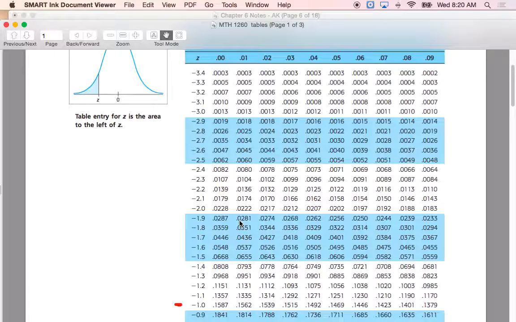So if I match it up then, my answer should be 0.1587. Again, you want the negative 1.0 row and the 0.00 column. So you have to match them up together so they make up that z value. So your probability then is 0.1587.